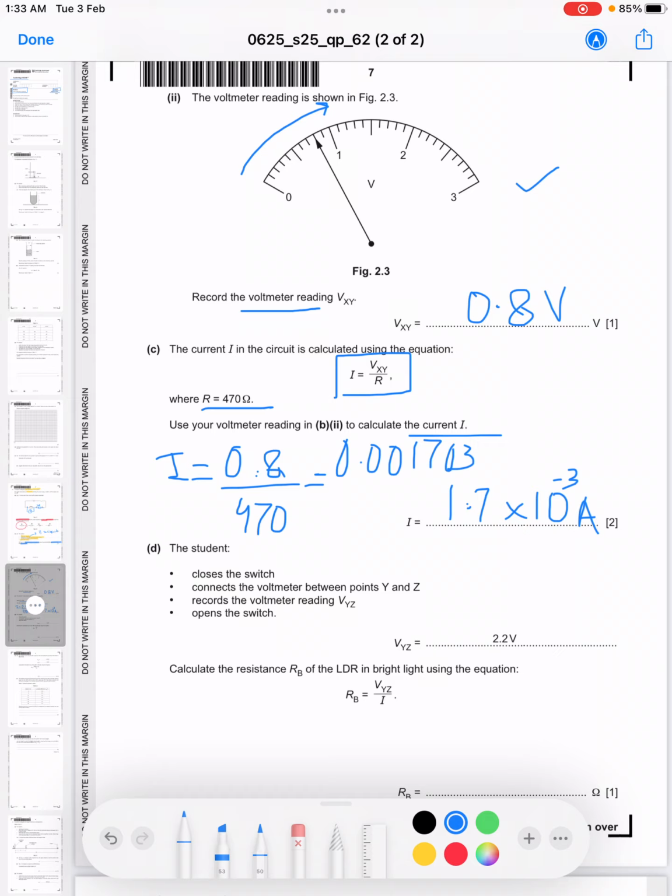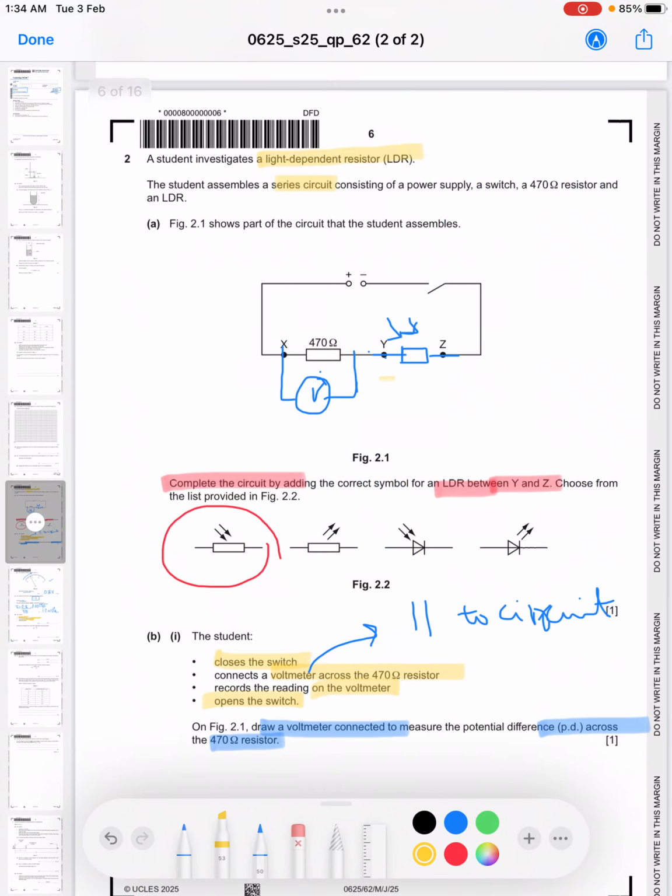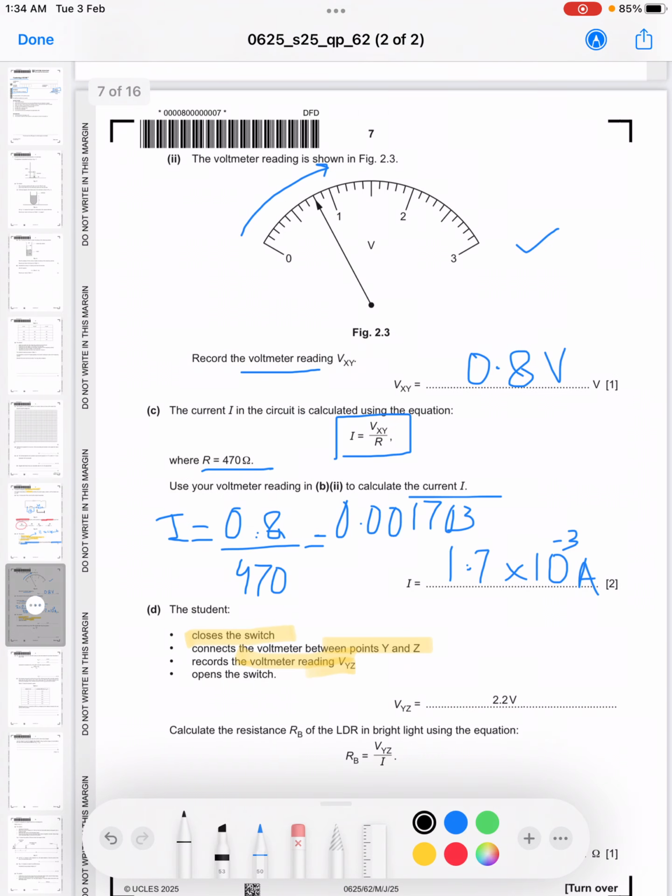Now move to part D. The student closes the switch and connects the voltmeter across points Y and Z. Again he closed the switch and recorded the voltmeter reading VYZ. This time he recorded the reading across the LDR, VYZ, and it is given as 2.2 volts.